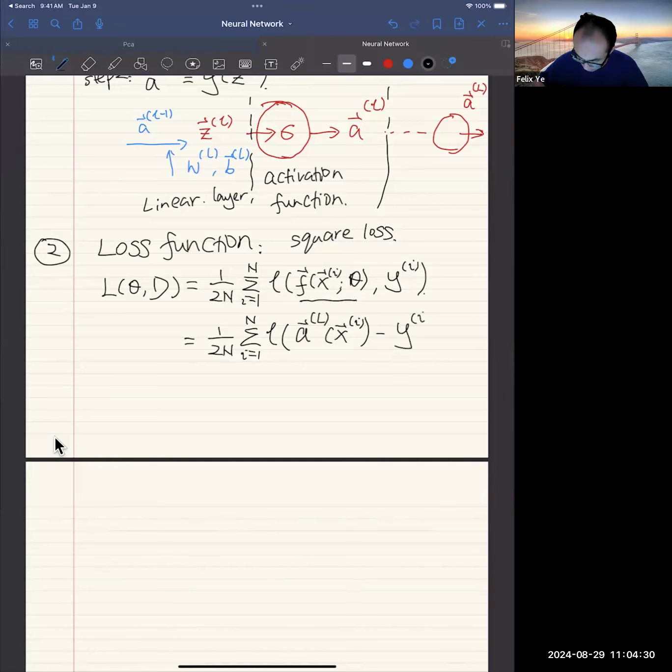Subtract y_i. Here we already make this y_i a one hot encoding, so this is actually a vector now. So I'm working with the norm here, the square 2 norm, the square loss. This is the one hot vector of y_i.